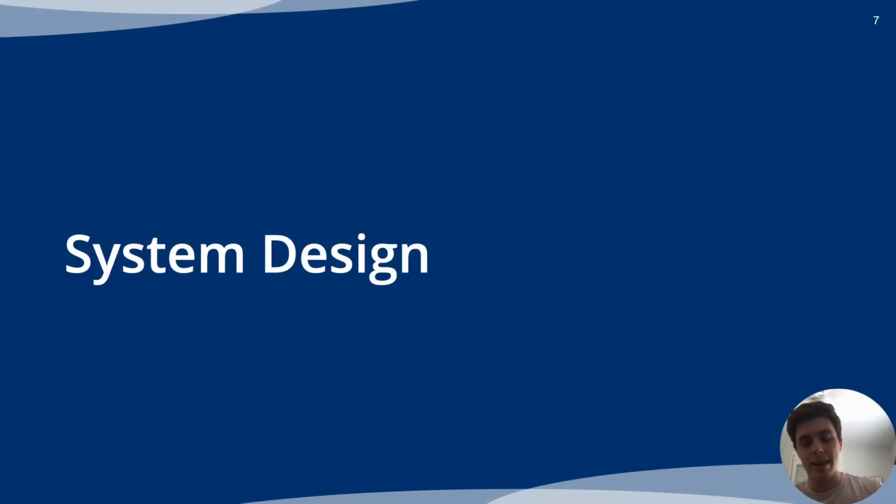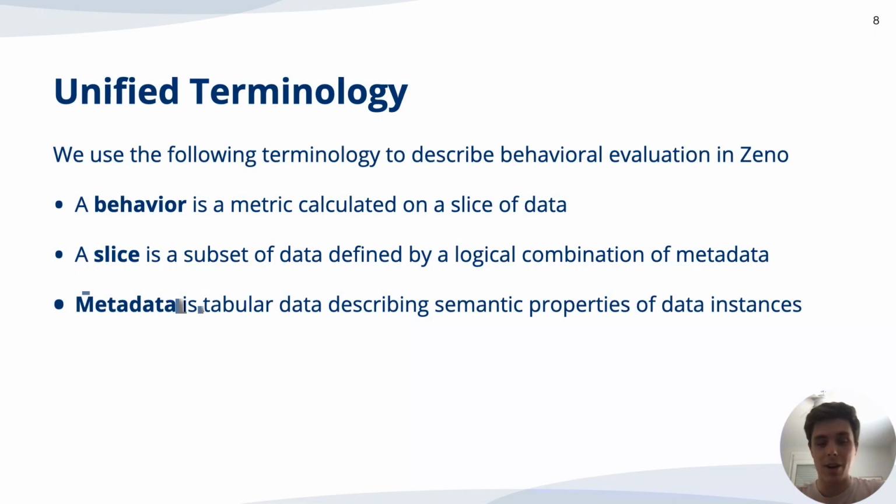Before I get into the system design, I want to talk a little bit about the terminology. We defined a model behavior as a metric calculated on a slice of data, where a slice is a subset of data that is a combination of different metadata filters, and metadata is tabular data describing data instances. A common one you could think of is images, or just pixels, but you can derive metadata, for example, the color intensity or the brightness of an image. That would be a metadata column that you could calculate and evaluate on.